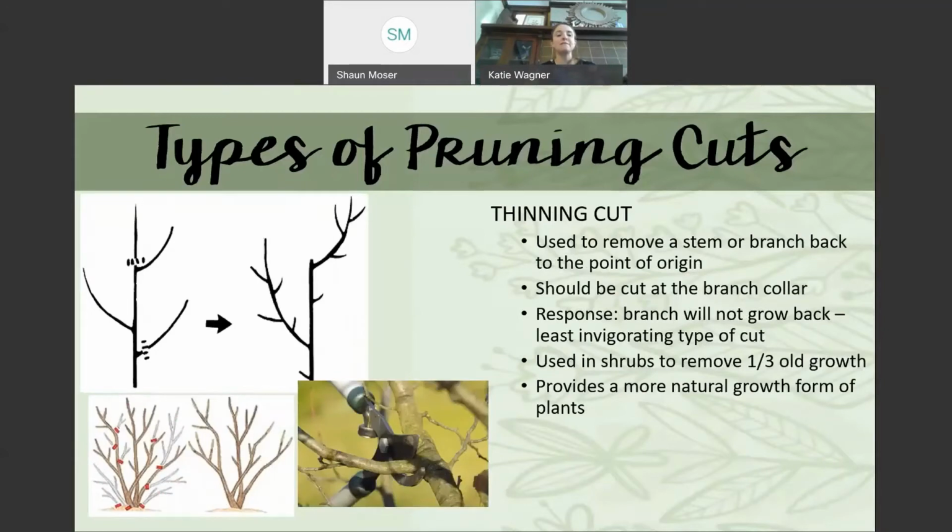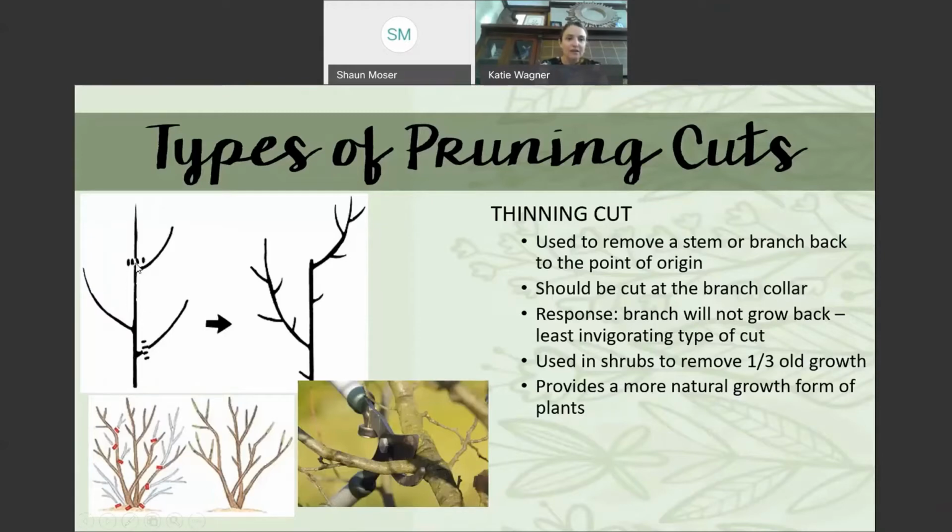Okay, this is my favorite cut here. These are called thinning cuts. And thinning cuts are where we're removing back to kind of a natural junction. And this is actually where we are removing parts of the plant. Because what we don't tend to see with thinning cuts is a flush of growth right at, I'm sorry, I'm trying to get my mouse to behave here.